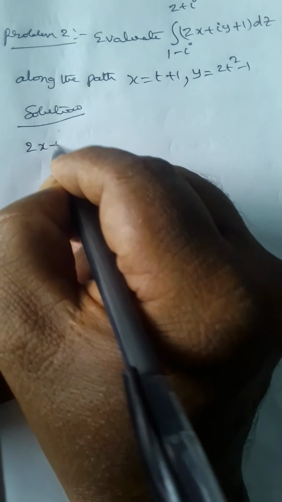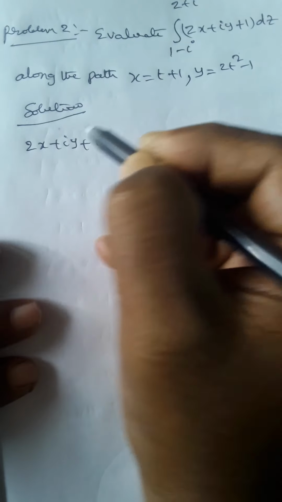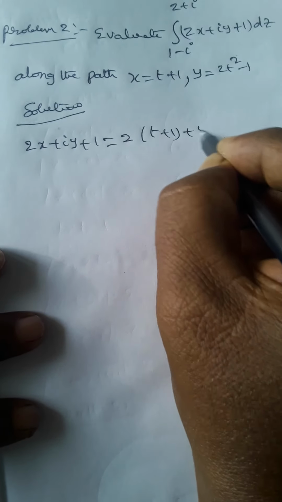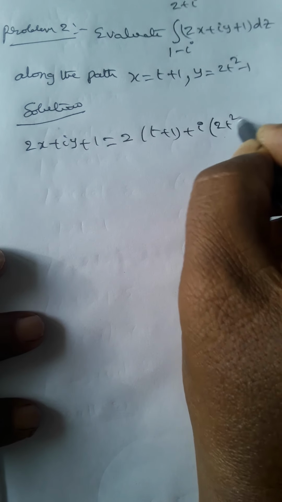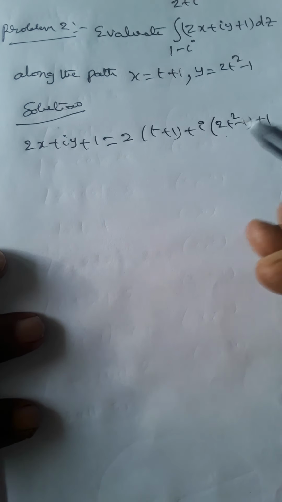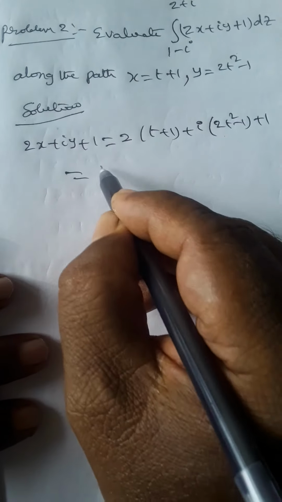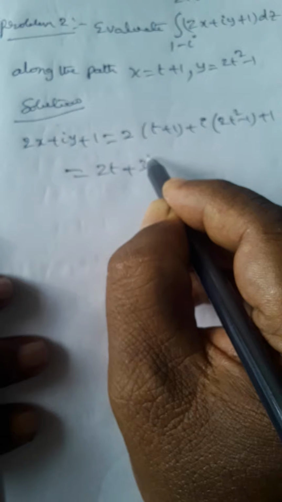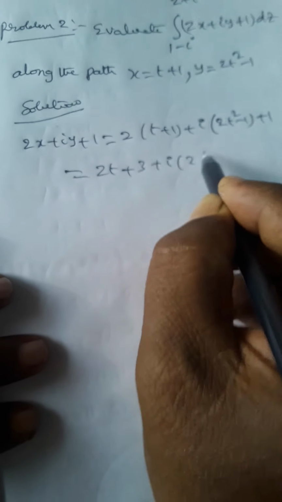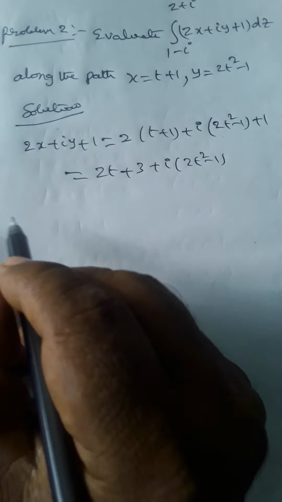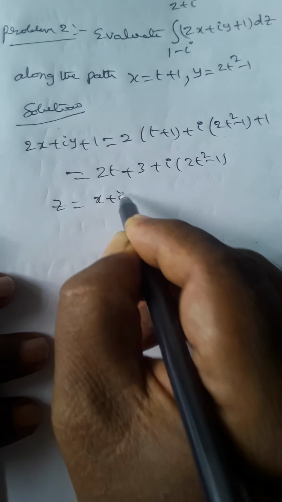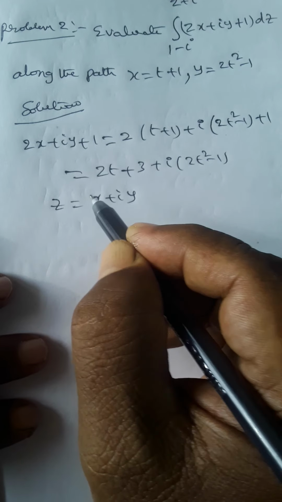Solution. Write first the 2x plus iy plus 1 value in terms of t. 2 into (t plus 1), i into the y value 2t² minus 1, plus 1. This is equal to 2t plus 2 plus 1, that is 2t plus 3, plus i into (2t² minus 1). z is equal to x plus iy.